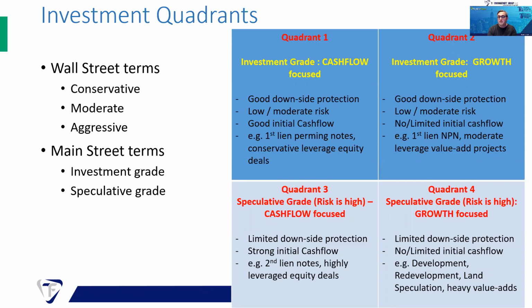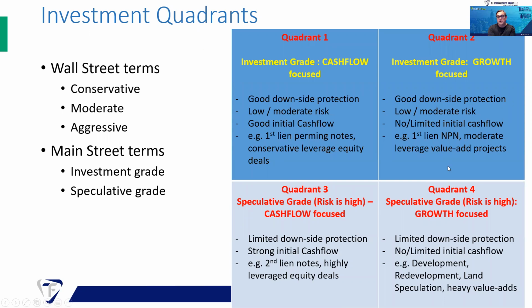Why is it important? Because when thinking about the project you're investing in, it's always good to have a perspective. Are you taking extra risk or are you taking extra safety? And are you getting compensated to take extra risk? And how much risk are you taking? So quadrants 1 and 3 are the quadrants where you invest for cash flow, and quadrants 2 and 4 are the quadrants where you invest for growth.